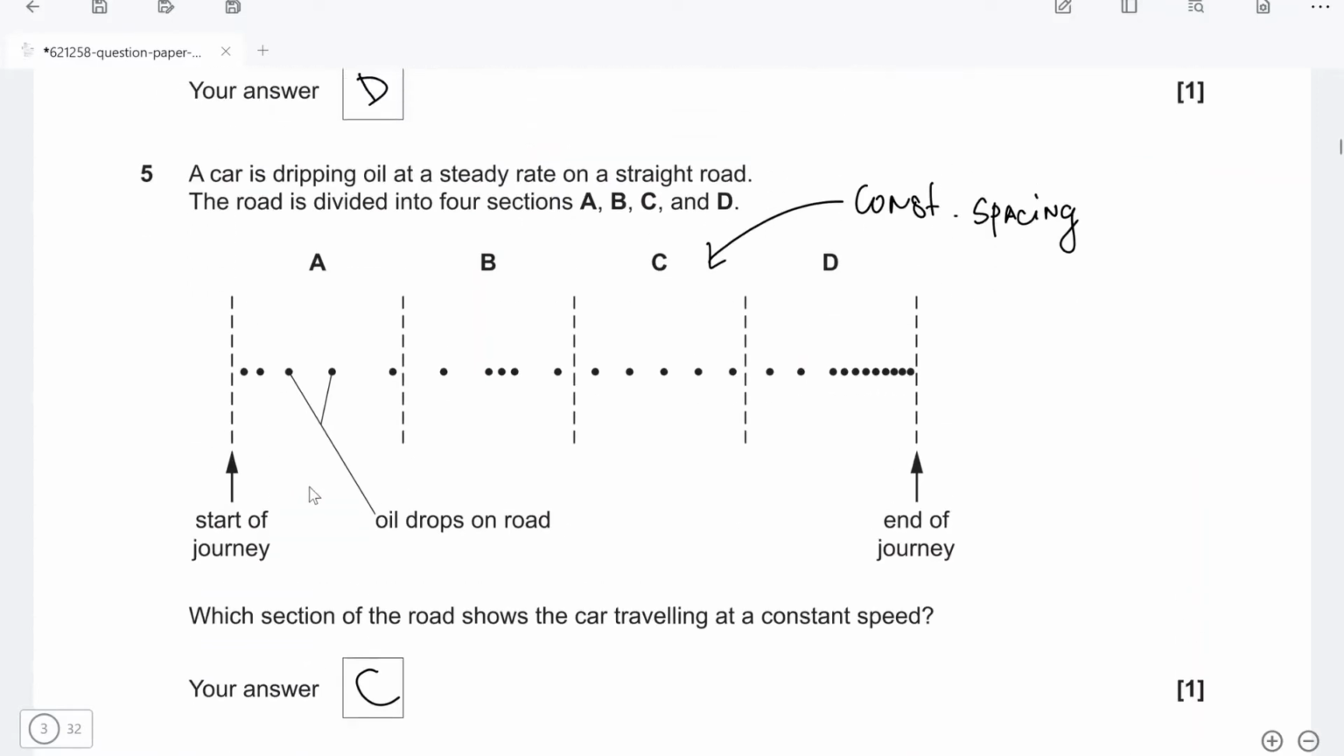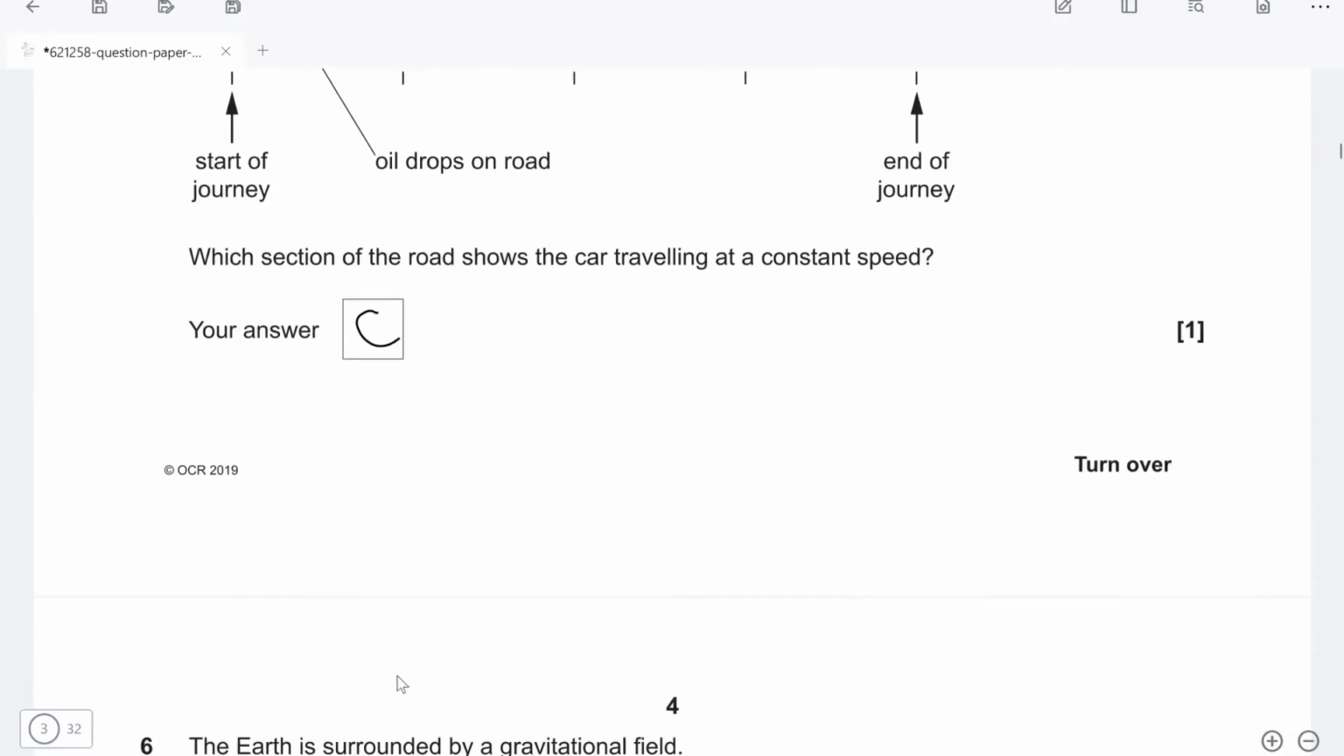Question 5, we have a car which is dripping oil at a steady rate on a straight road. The road is divided into 4 sections A, B, C, and D. Which sections of the road show the car traveling at constant speed? Well, if the car is traveling at a constant speed, then the distance between the drops should be the same, and the only one which has constant distance between, or constant spacing between the drops, is C. Therefore, that's the correct answer.